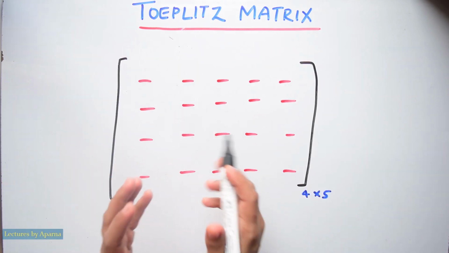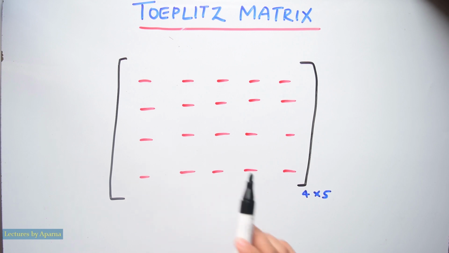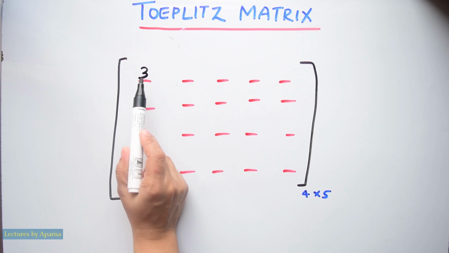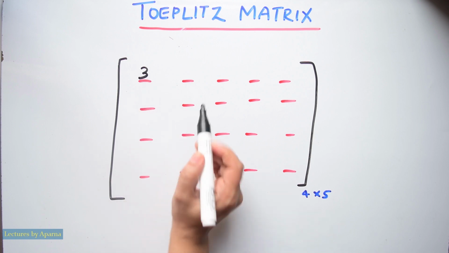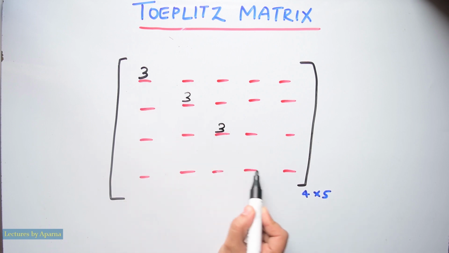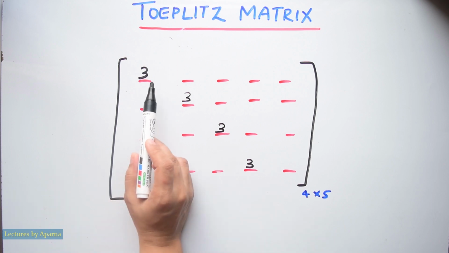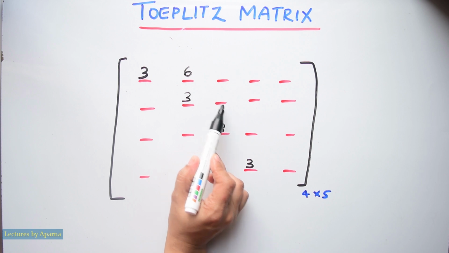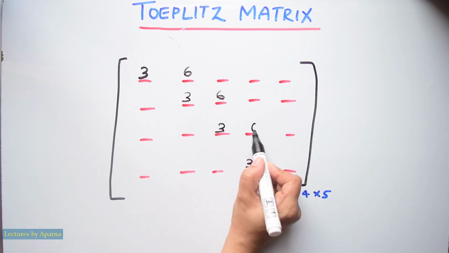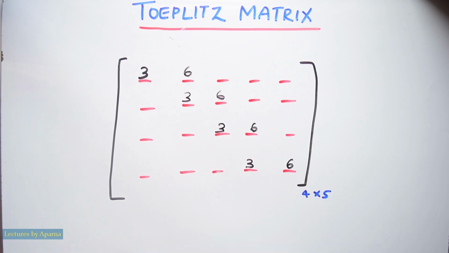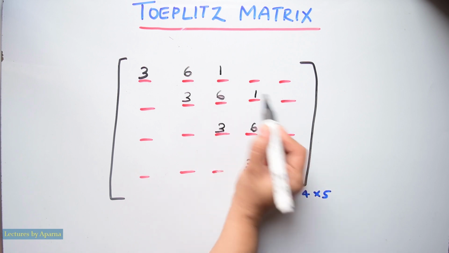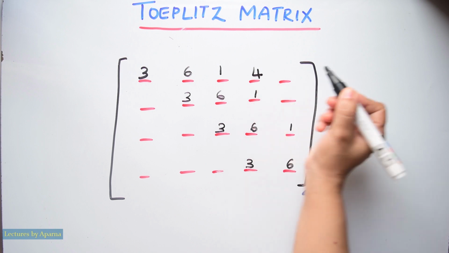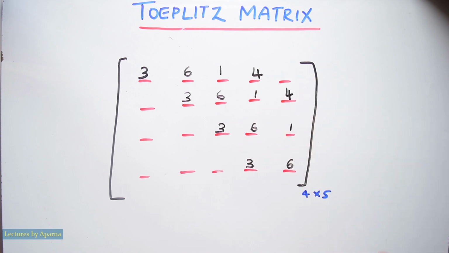Now I am going to fill these blanks. I am taking random numbers. First I am taking a 3. Now I have to fill this 3 in this diagonal. So 3, 3 and 3. Now I am taking next random number. I am taking number 6. Now I have to fill this diagonal with this 6. Next I am taking a number 1. Now this diagonal will be 1. Next I am taking a number 4. So this diagonal will be 4.